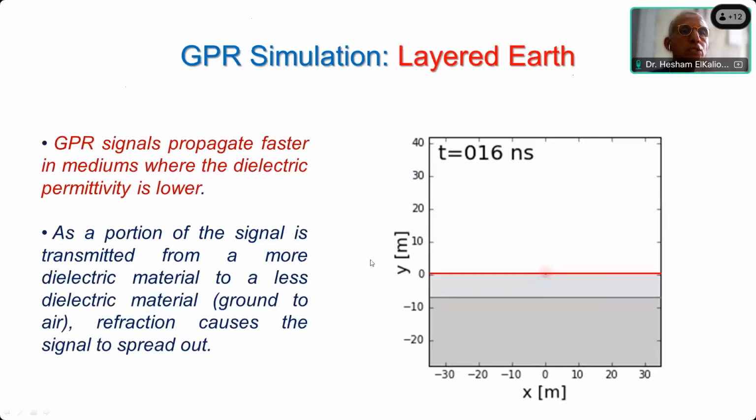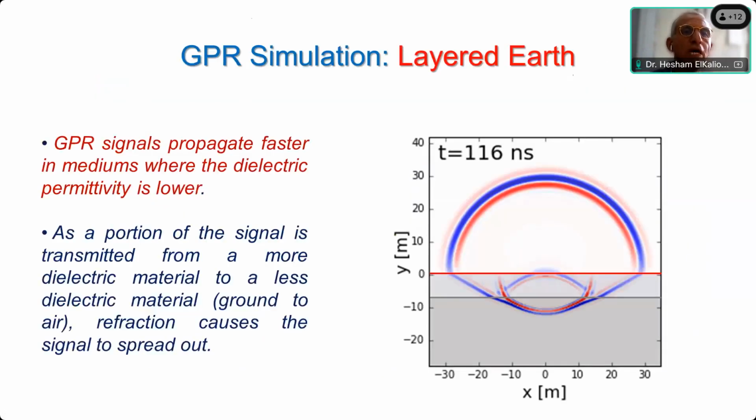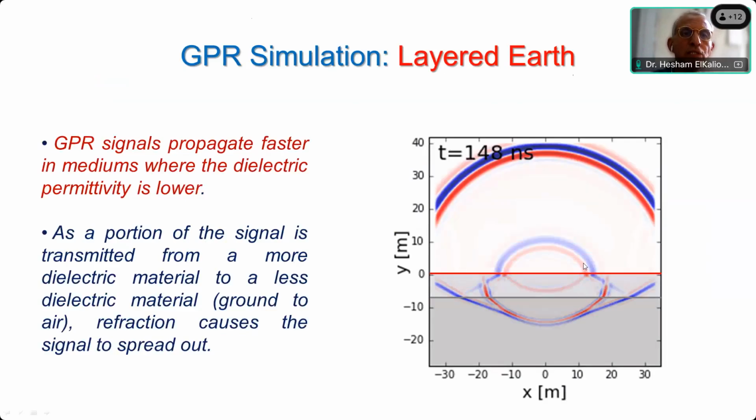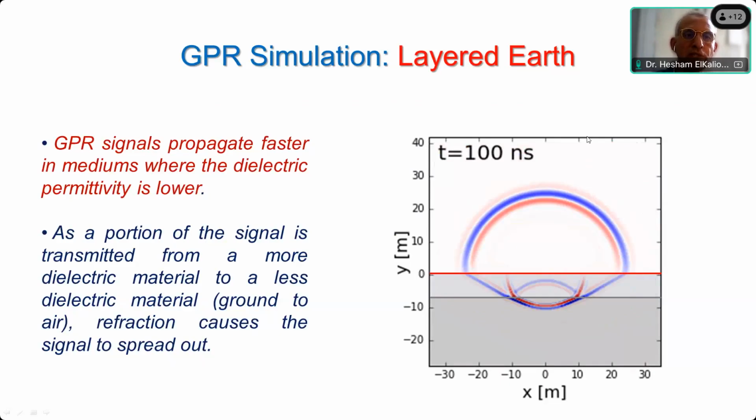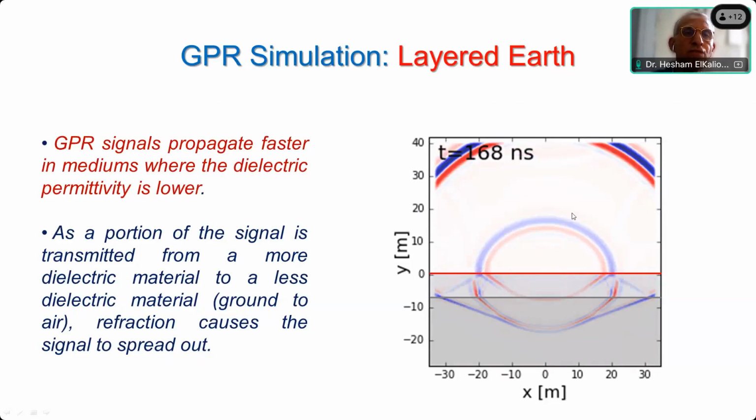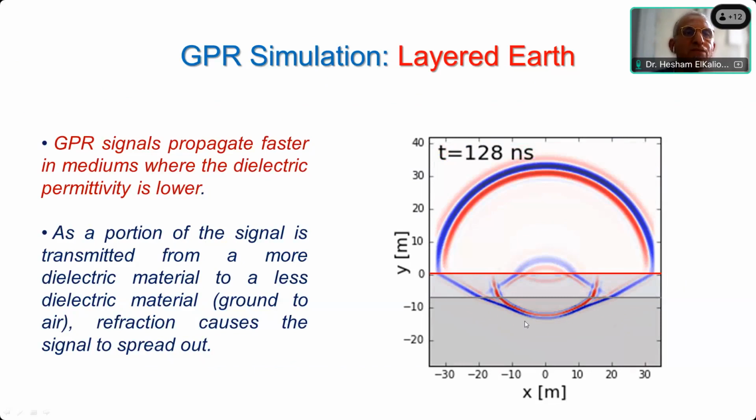This is a simulation showing a layered Earth. If we have an antenna on the surface of the Earth, which is the red line right here, this is air, and this is the underground layers. You can see that the velocity in the air is much faster compared with the layered ground, because the permittivity of air is just 1, and the Earth's materials have a higher value, so it goes very fast in air.